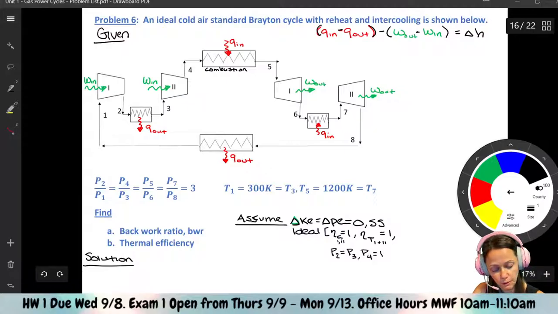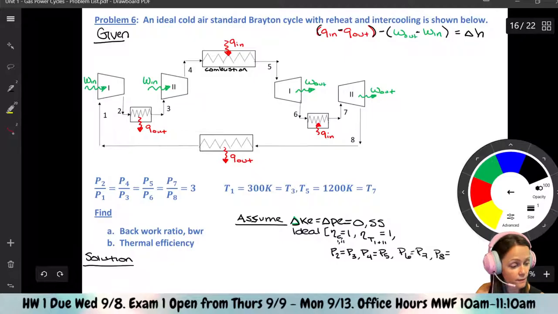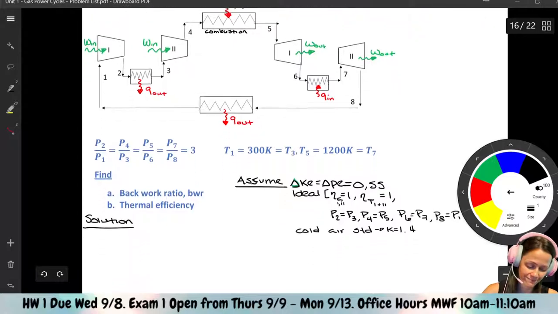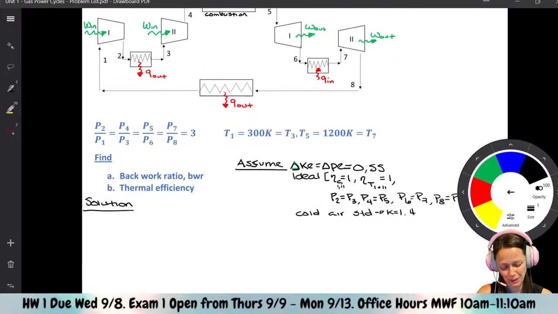I don't have a pressure drop from 4 to 5, just across the heat exchangers, across the piping, so P6 and P7, and then P8 and P1 are equal to one another. Okay, perfect. And then we said cold air. That just means that k is equal to 1.4. Okay, now I'm ready to get my governing equation.